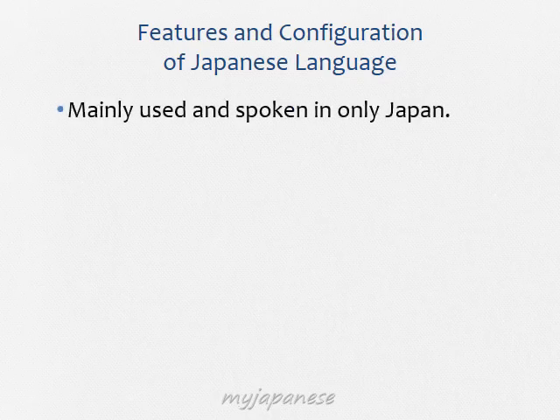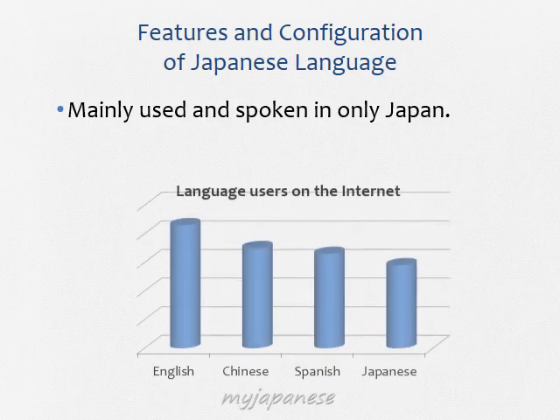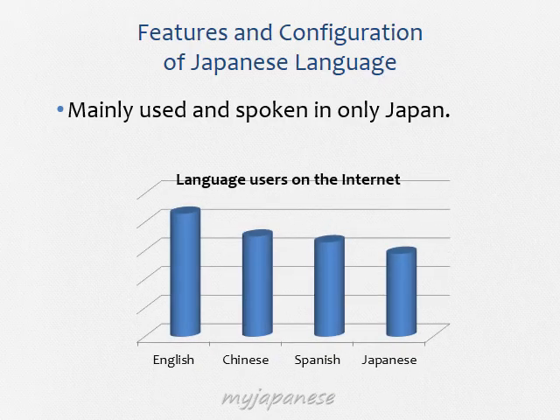It sounds very isolated. But according to a statistic recently, the number of Japanese language users on the internet is ranked fourth, behind English, Chinese, and Spanish, which means your world will be wider if you get it. So, let's study together.